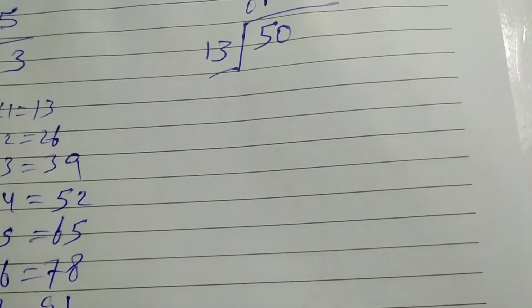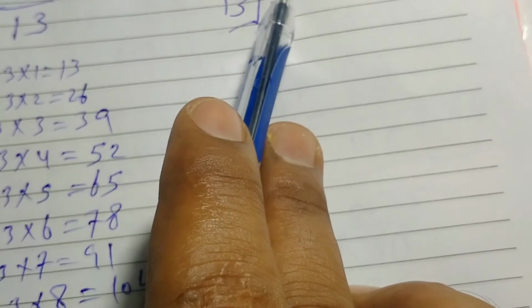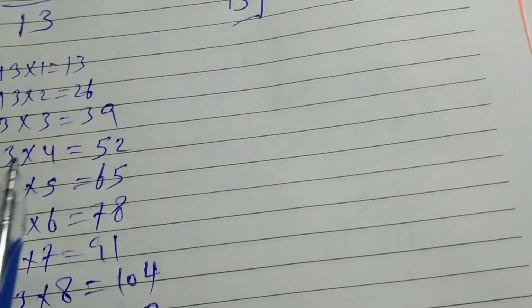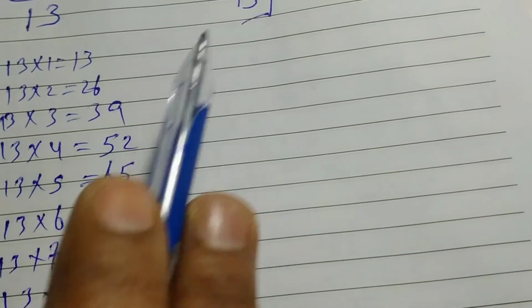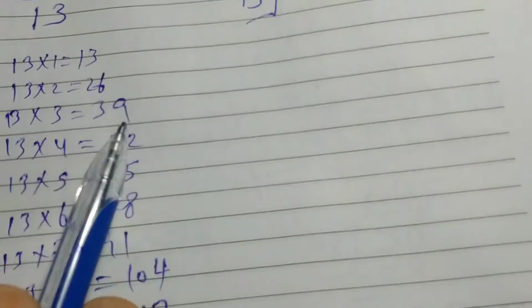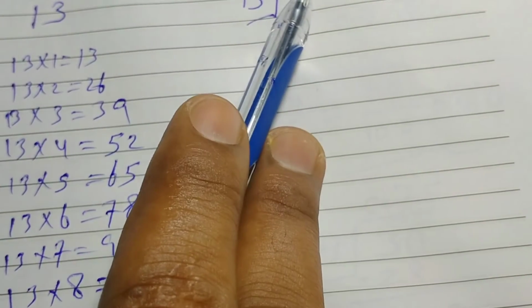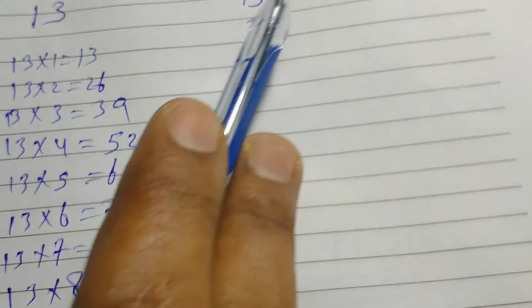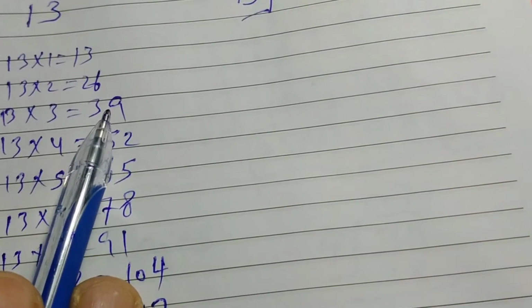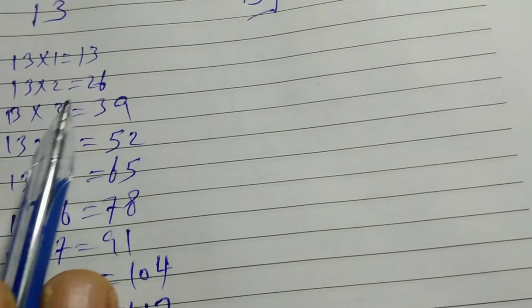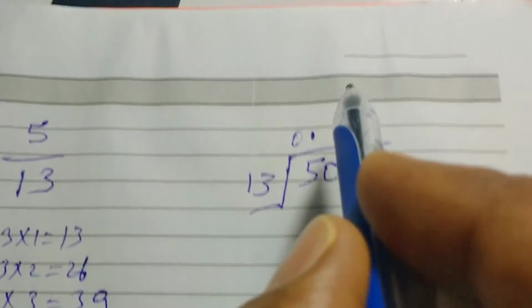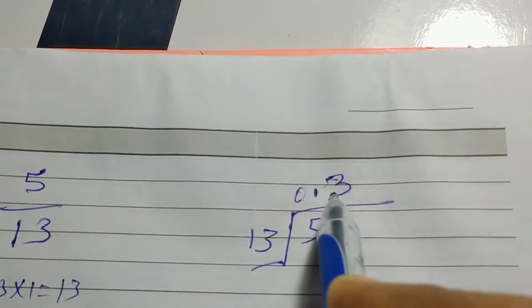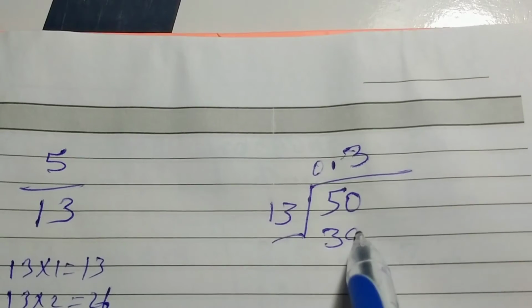So look my dear, 13 times what equals 50? 13 times 4 equals 52. It is bigger than 50. So we want less than 50 or equal to 50. So what is less than 50? That is 39. 13 times 3 equals 39.